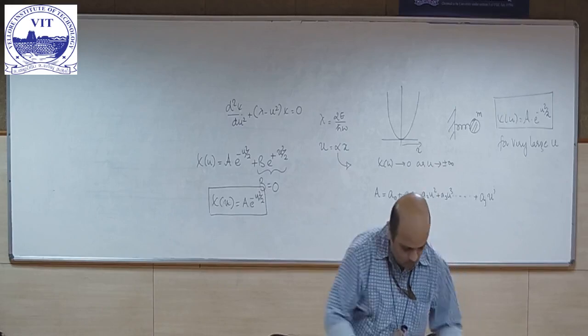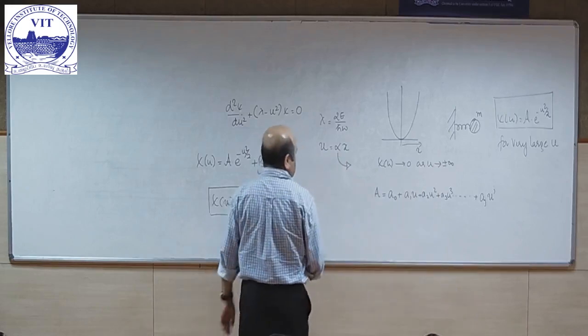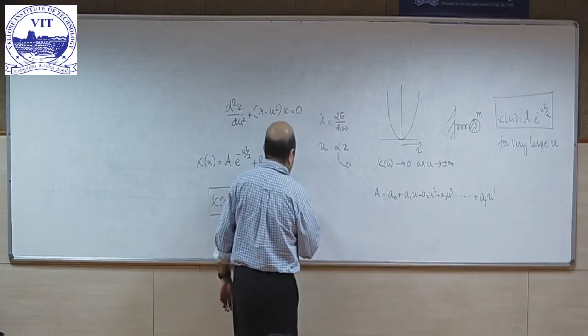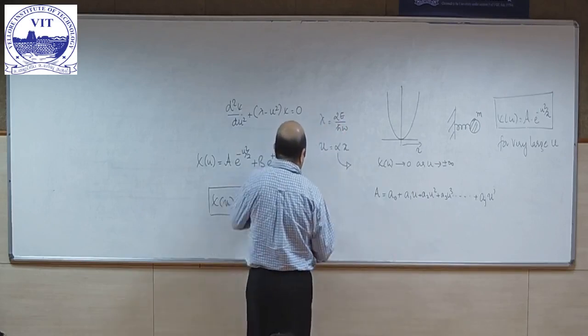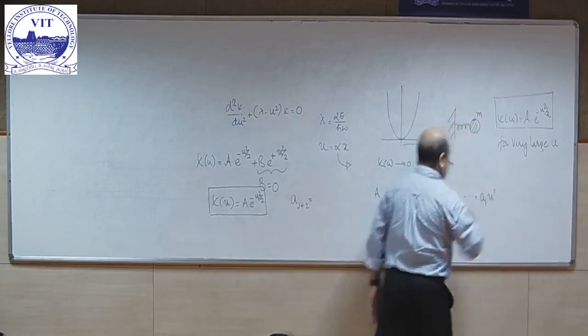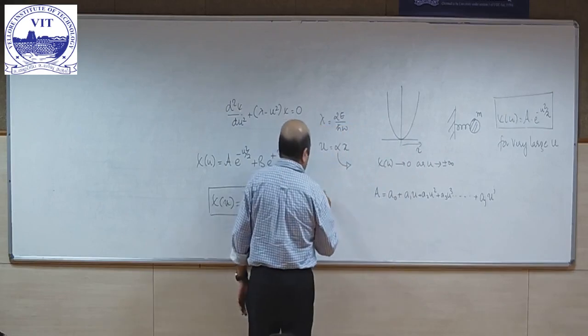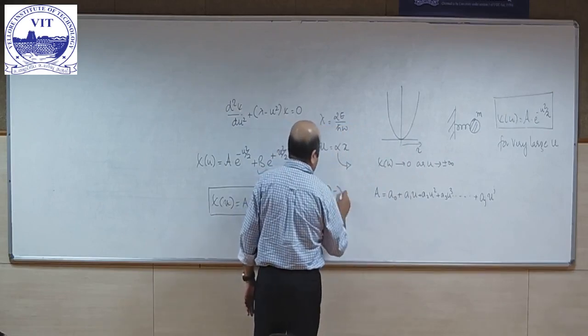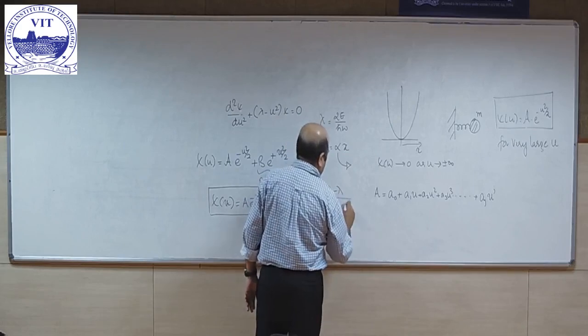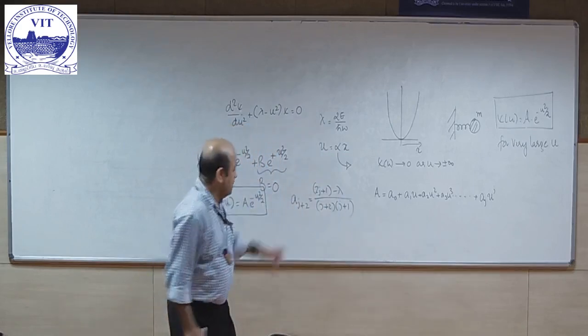You can go through this and you will get something like this. These coefficients have to satisfy some rule like this. Aj plus 2, that is the next term here, should satisfy 2j plus 1 minus lambda divided by j plus 2 times j plus 1, times aj, of course.